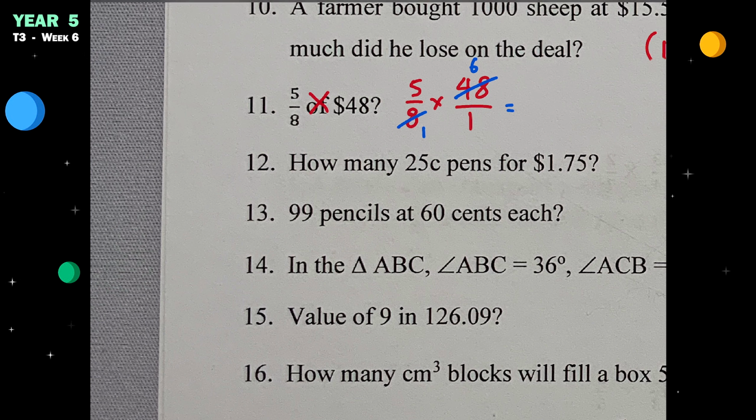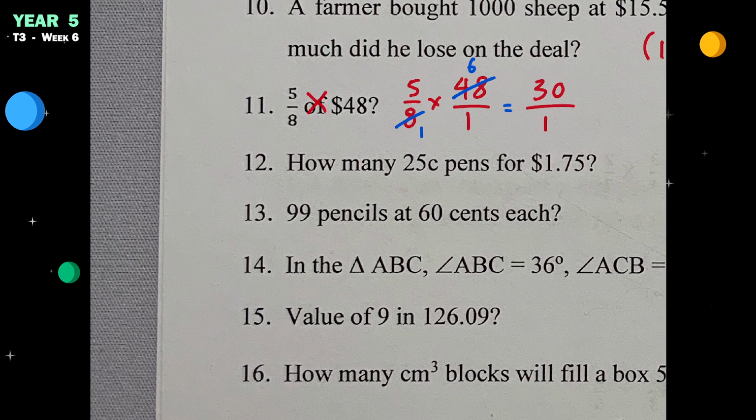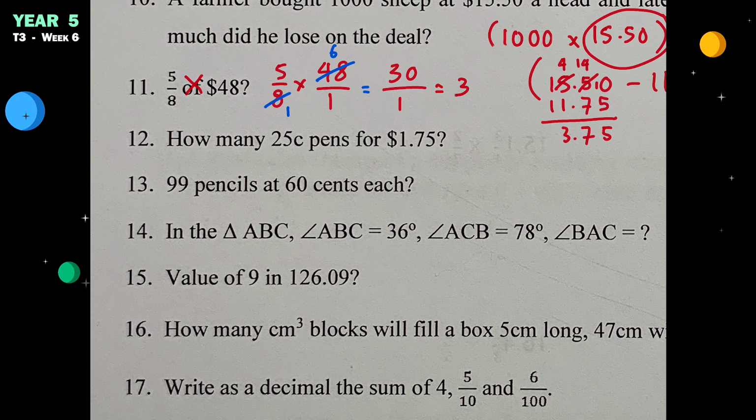Now what we're going to do is multiply it. We got 5 times 6 on the top is 30. 1 times 1 at the bottom is 1. This is a whole number, so the answer is 30.